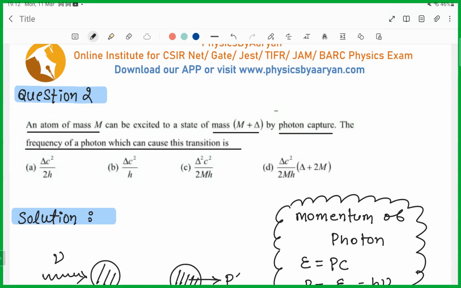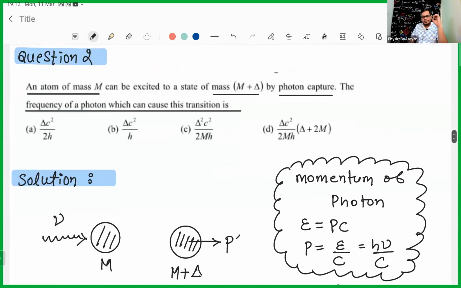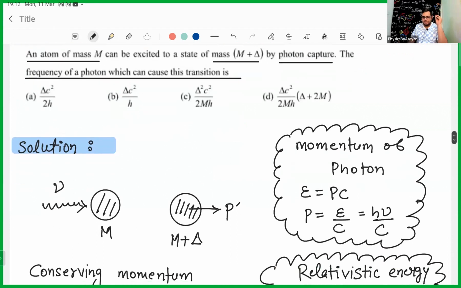Conservation of energy, sir. Conservation of energy, and one more, conservation of momentum, because you are having some reaction kind of thing. Whenever you have some sort of reactions in physics, what do you conserve? You always conserve momentum, and in this case the conservation of total energy, which will always be conserved. So now let's do that.